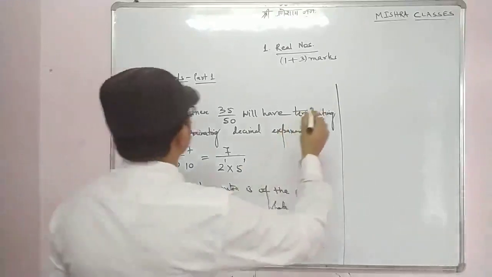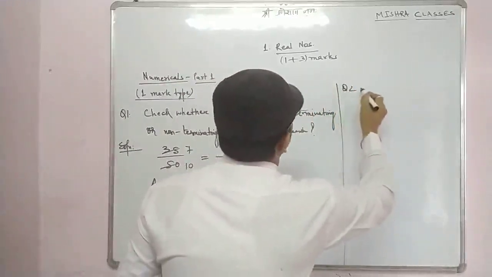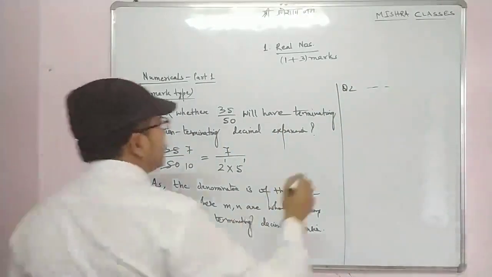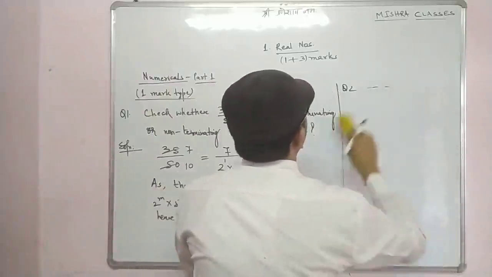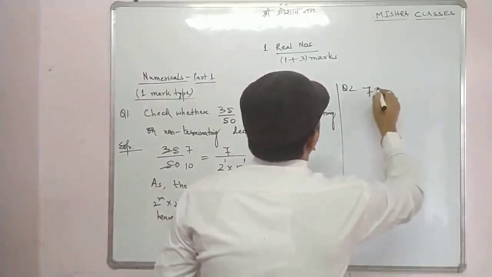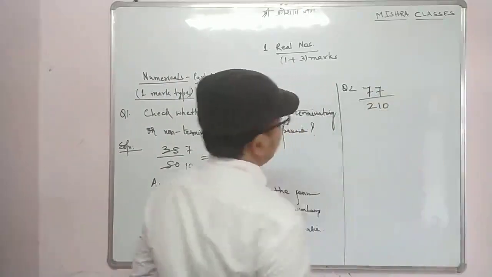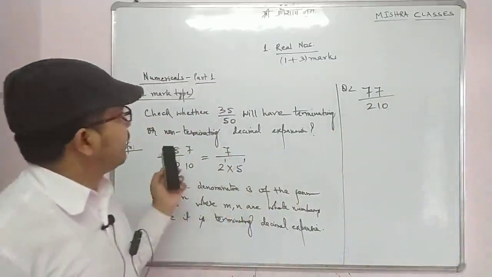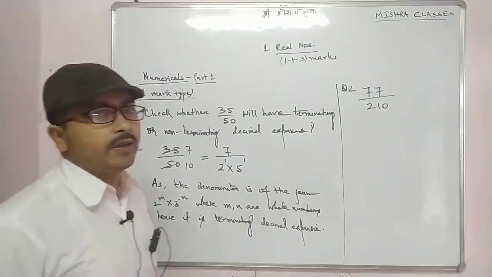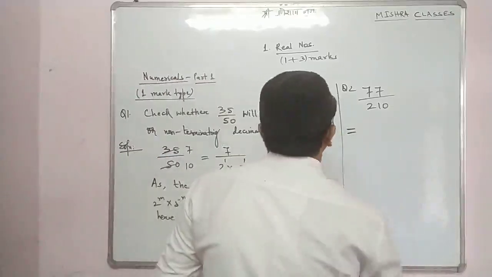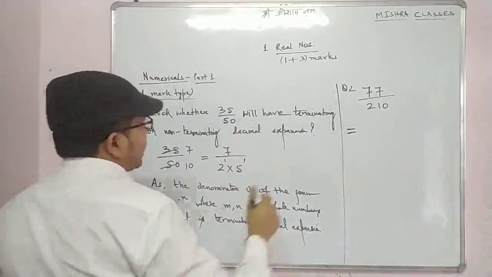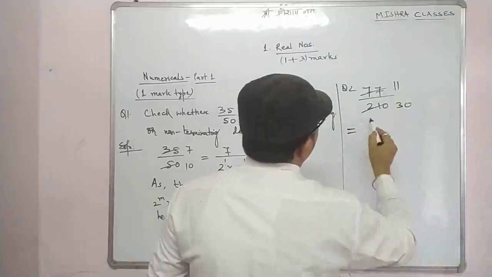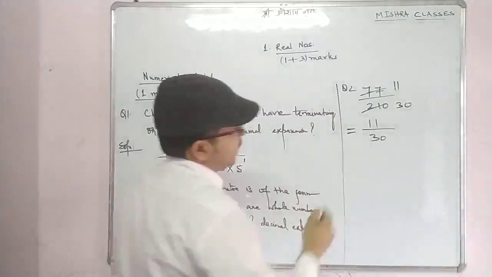Question number 2. Alright, question is same. Check whether, only the rational number is different, 77 by 210. Now we have to check that 77 by 210 is having terminating or non-terminating decimal expansion. Now how we'll be doing? We'll just cancel it. 7 11 are 77, 7 3 are 21, 7 0 are 0. Now 11 by 30, it is in the standard form.